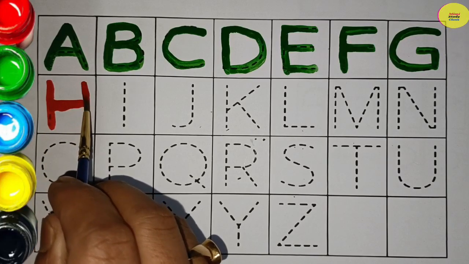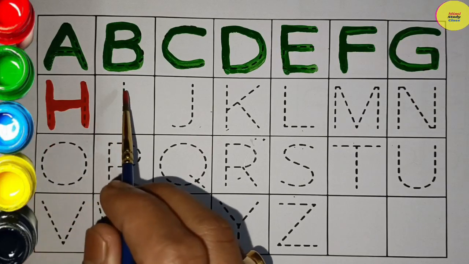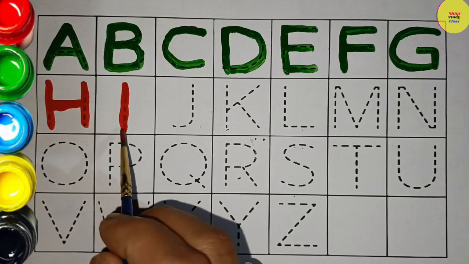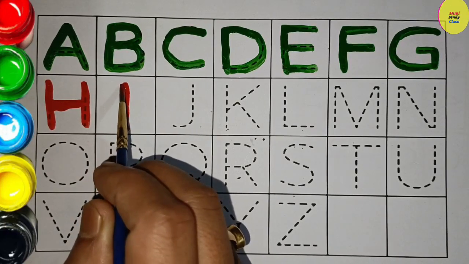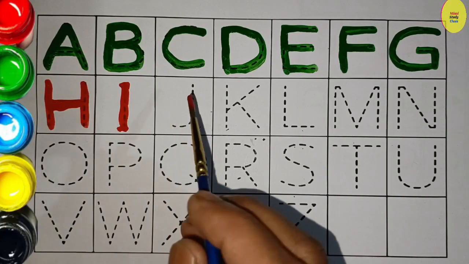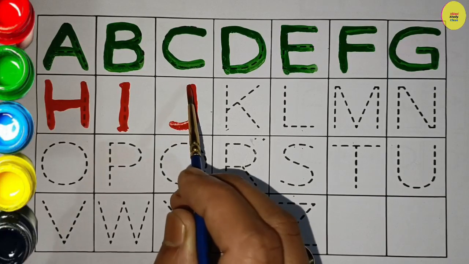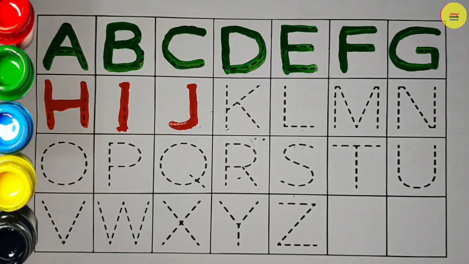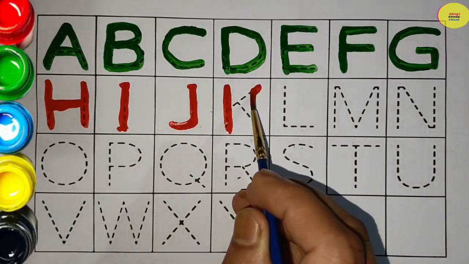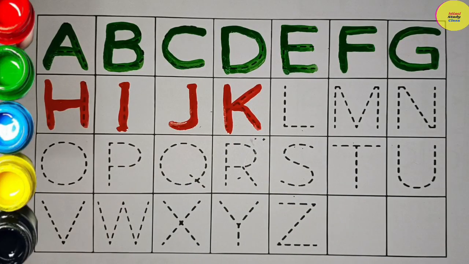H for hen, H for hen. I for ice cream, I for ice cream. J for joker, J for joker. K for king, K for king.